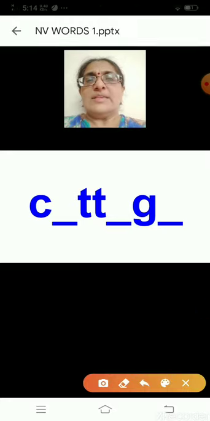Oh, can you see what this word is? Can you guess what it is? Yes, can you tell me what the word is? Guess it quick. Okay, the word is C-O-T-T-A-G-E. What is the word? Cottage. Yes, correct. C-O-T-T-A-G-E, cottage.